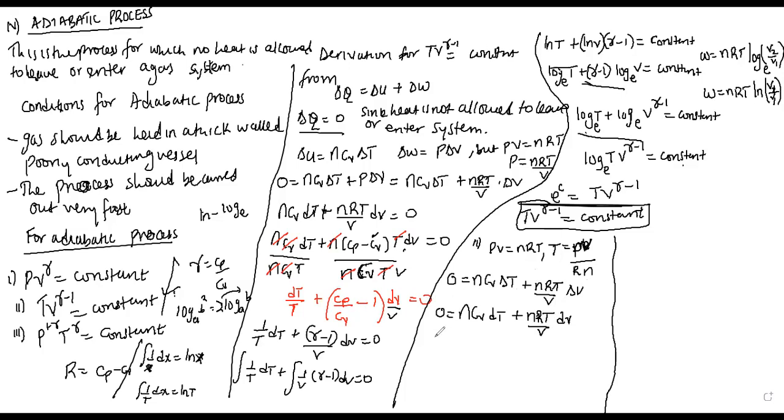Excuse me, teacher. Yes, please. Teacher, I was inquiring as to why we are changing the delta T, delta V into dT, dV. So that we can easily integrate it, because when they become very small, they come from limits in differentiation.